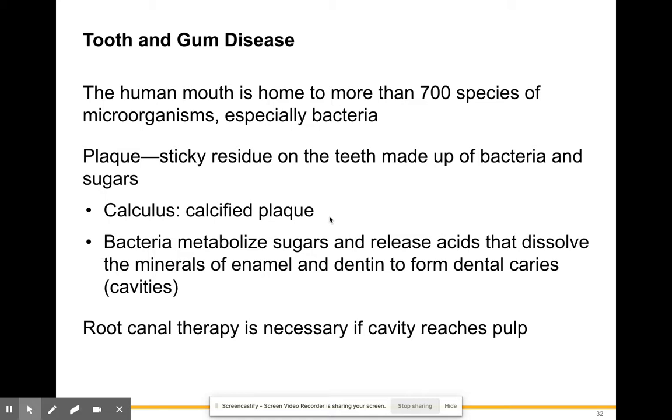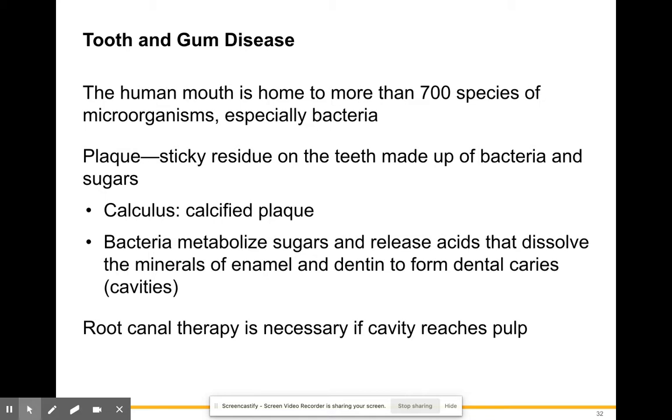The human mouth is home to 700 different species of microorganism, most of which are bacteria. Plaque is the sticky residue on the teeth made up of bacteria and sugars. So that little white pasty stuff on your teeth that you find in between your teeth or in your gums, at the base of the gums where it meets the teeth, or the gingival sulcus, that is called plaque. When that plaque becomes calcified and hardened, we call it calculus. Bacteria, when they eat sugars, are going to produce different acids as a waste product. And those acids will sit on top of the enamel of the tooth and eat away at it. And that can cause cavities.